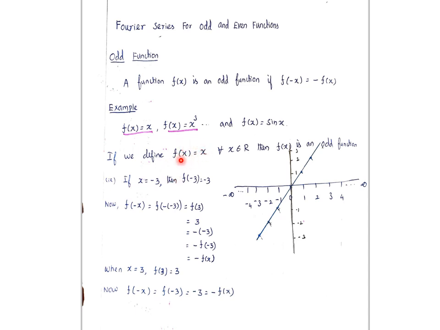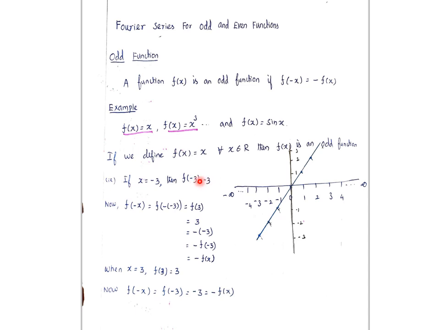By applying this rule, when x equals minus 3, f of minus 3 will be equal to x, that is equal to minus 3. By the definition of the function, f of x equals x, so when x equals minus 3, f of minus 3 is equal to minus 3.